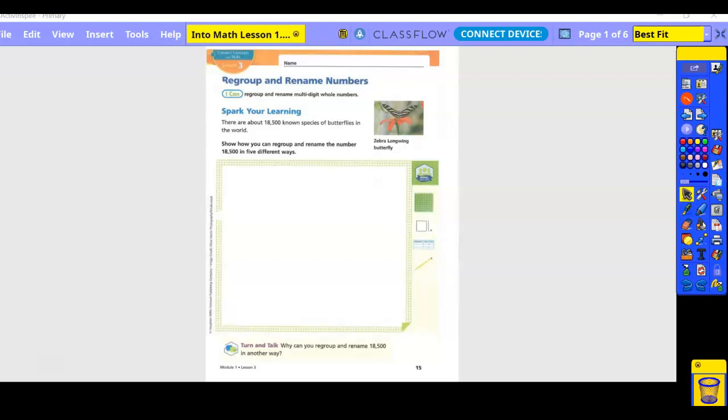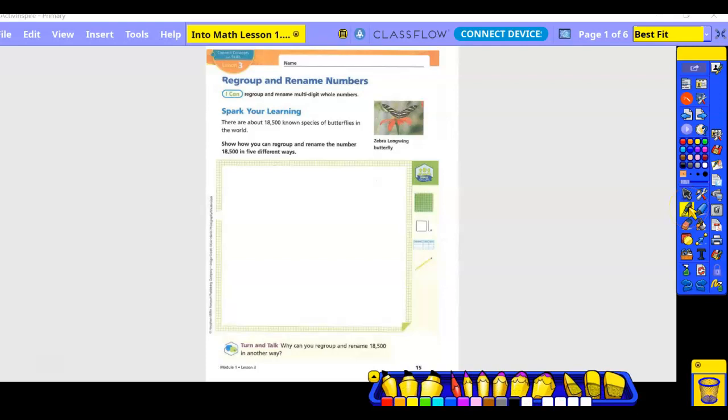Show how you can regroup and rename the number 18,500 in 5 different ways. Okay, so one way we could do it would be to do our expanded form, right? Okay, and so we can do the 10,000 plus 8,000 plus 500, and then that would be it for that, right?